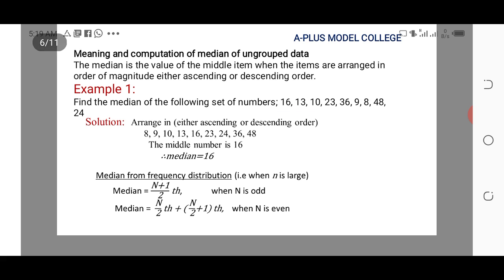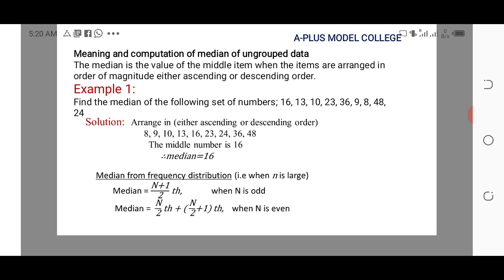The median, I said, is the middle number or middleman, when the items have been arranged in order of magnitude, either in ascending or descending order. So let's look at the example. Find the median of the following set of numbers: 16, 13, 10, 23, 36, 9, 8, 48, and 24. You arrange in either ascending or descending order first, and you can see that the least data there is 8, then 9, 10, 13, 16, 23, 24, 36, and 48.